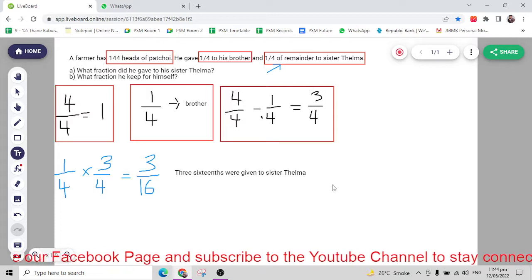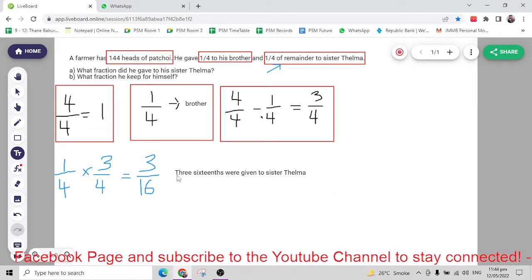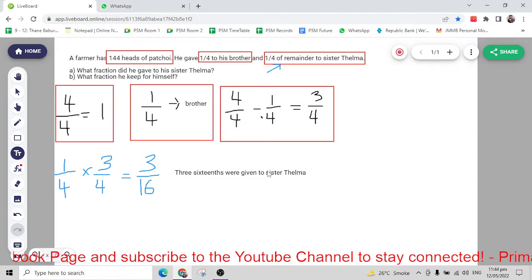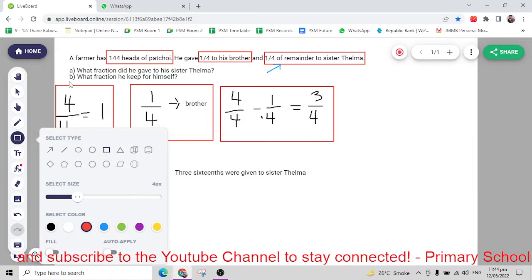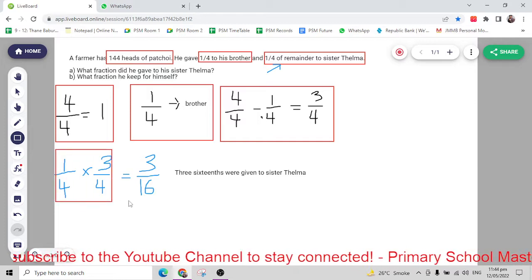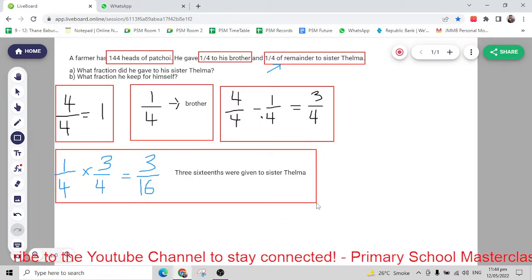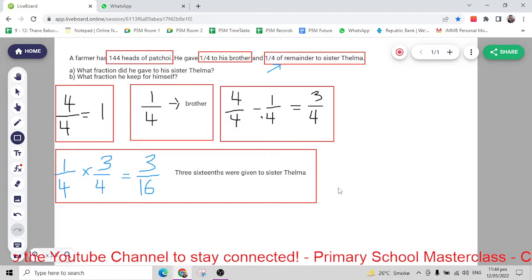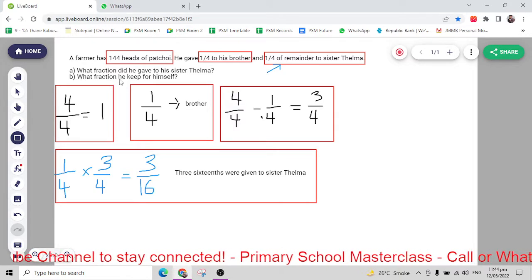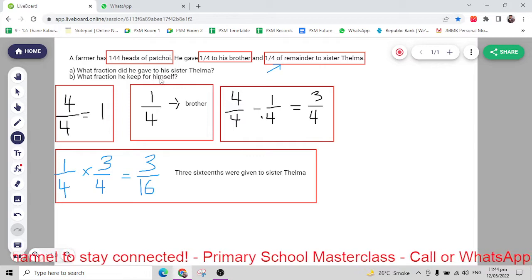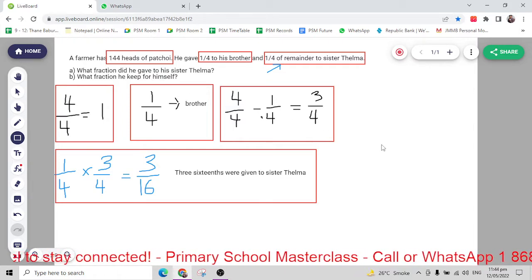Okay, maybe, I don't know, right? So we have 3/16 were given to Sister Thelma. Okay, let's compartmentalize that. Okay, awesome. So that will be part A of the question. Now, part B says, what fraction did he keep for himself?